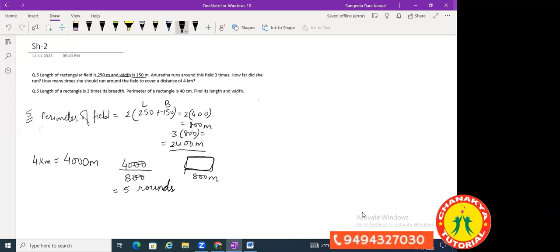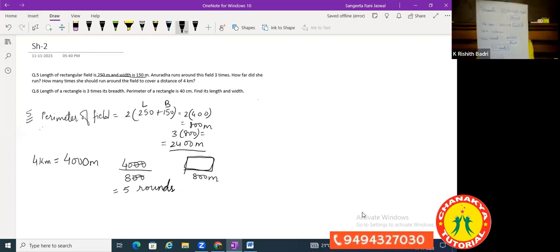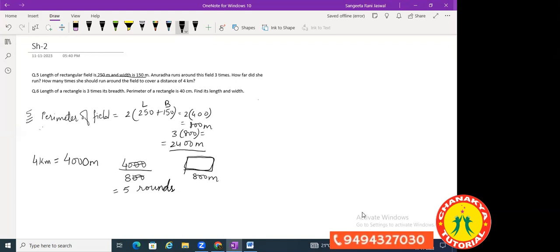Teacher, the question is: the length of a rectangular field is 200 meters and the width is 150 meters. So when we add both, the answer is 400. Yes, but that is the perimeter of the field? Teacher, Anuradha runs around this field. Ma'am, I'm showing my paper. Yes, good, Rishit, good work.